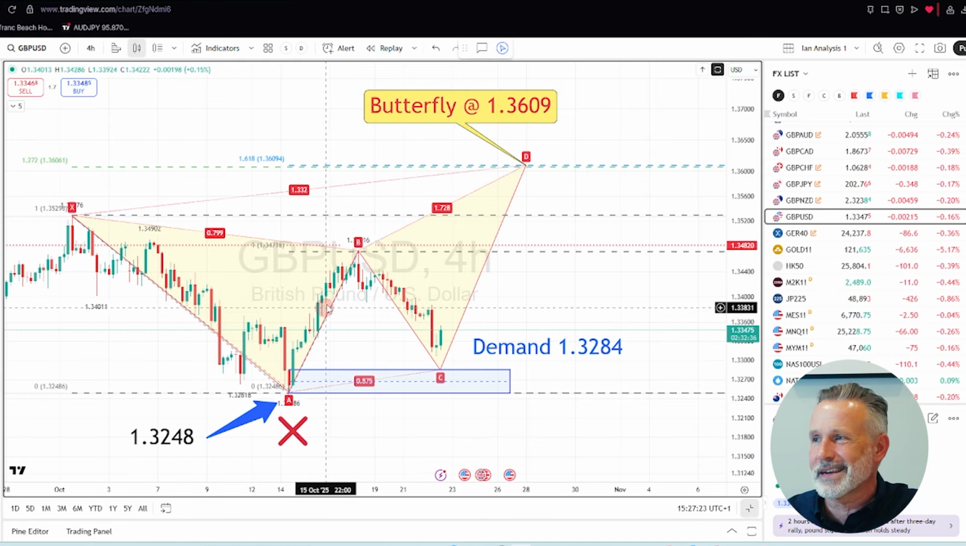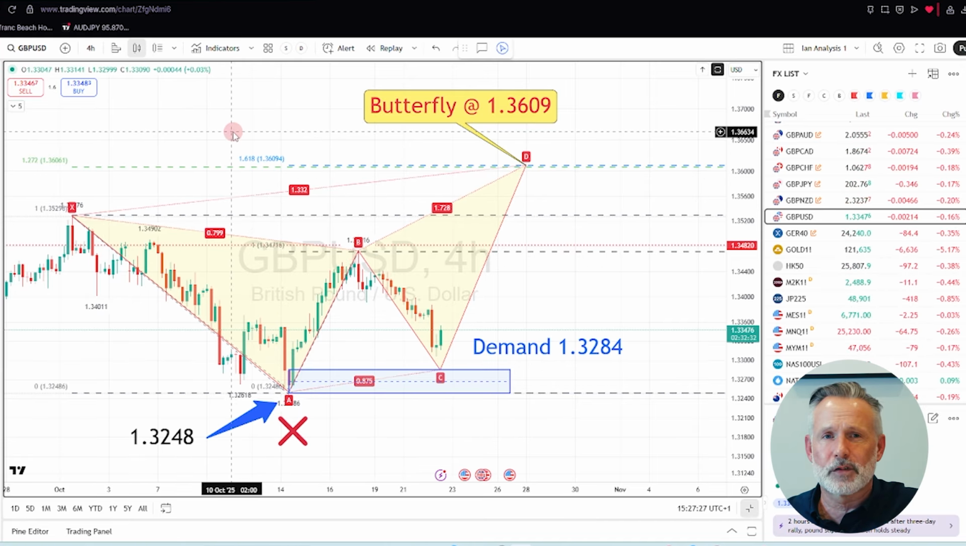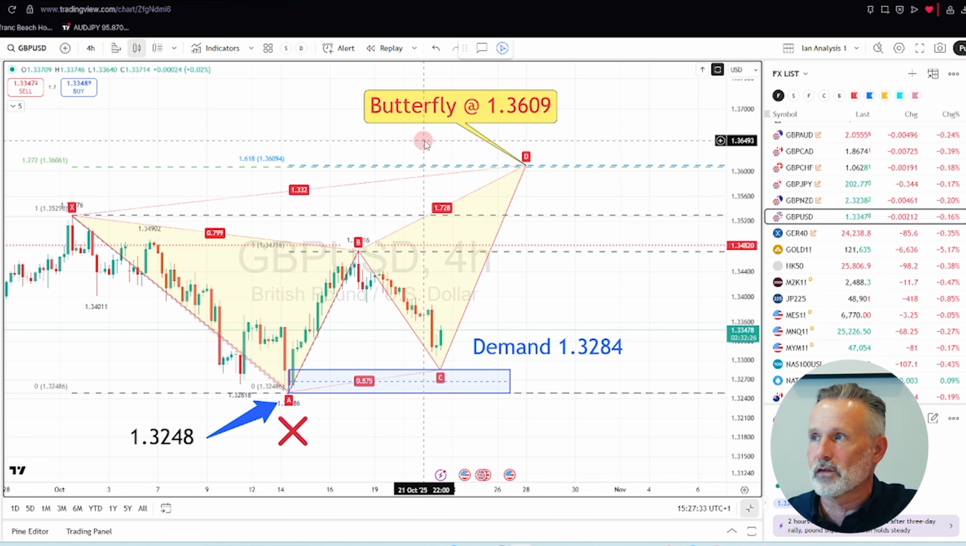We've got a 161.8% extension of this move, and that comes in at 1.3609. So we've got a nice confluence area, and that builds this butterfly formation, which is our target level. So if I'm going to trade this pattern, where is a good entry?